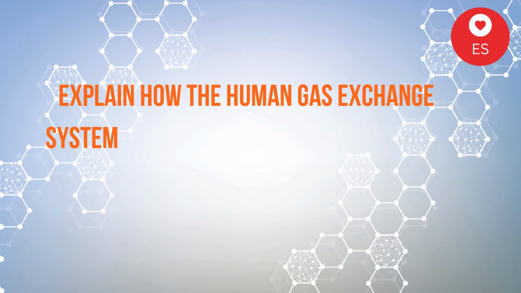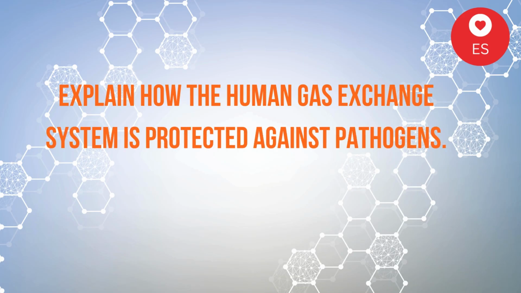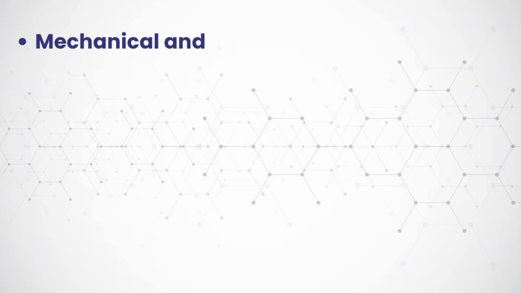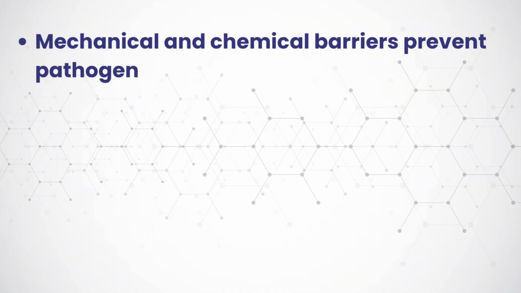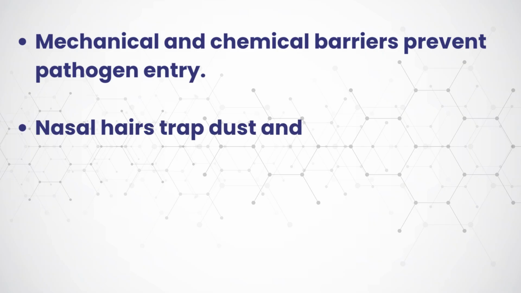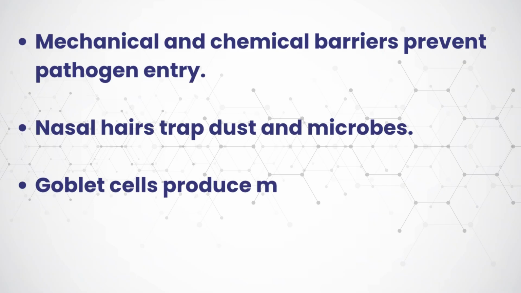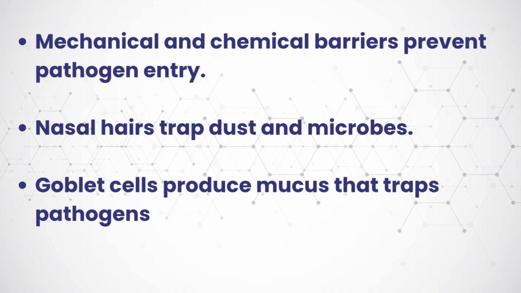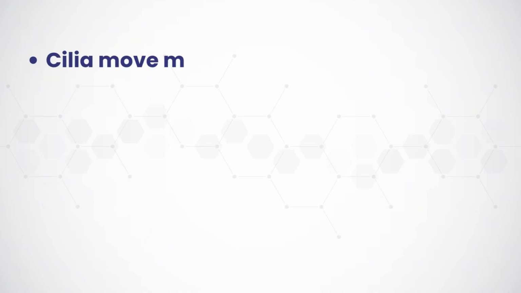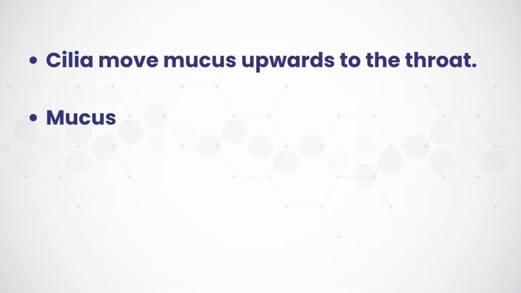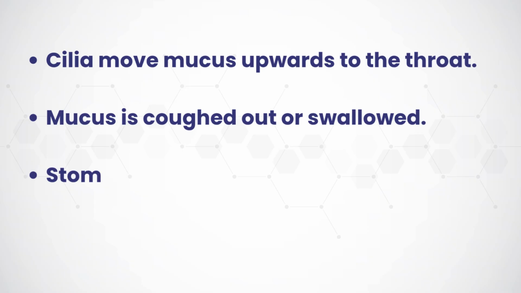Explain how the human gas exchange system is protected against pathogens. Mechanical and chemical barriers prevent pathogen entry. Nasal hairs trap dust and microbes. Goblet cells produce mucus that traps pathogens. Cilia move mucus upwards to the throat. Mucus is coughed out or swallowed.